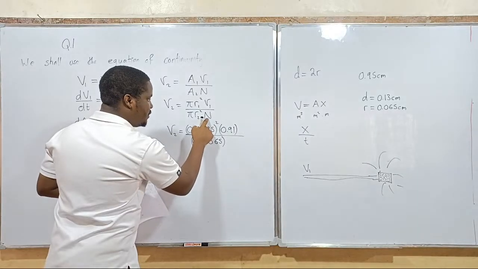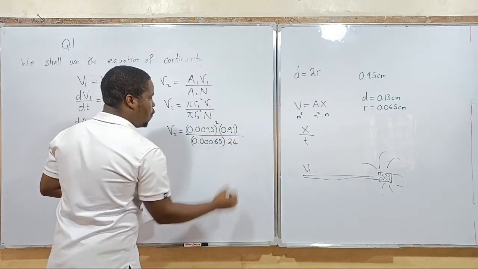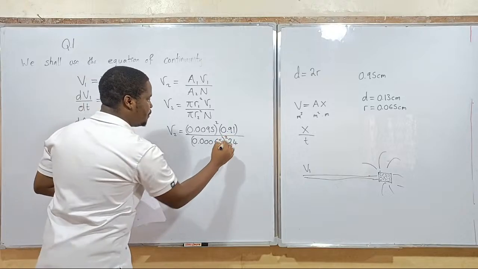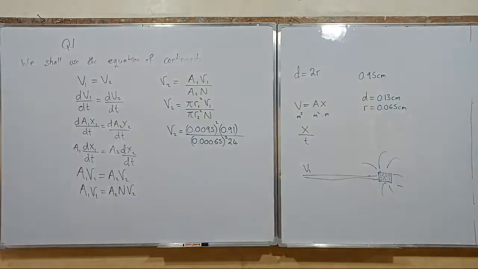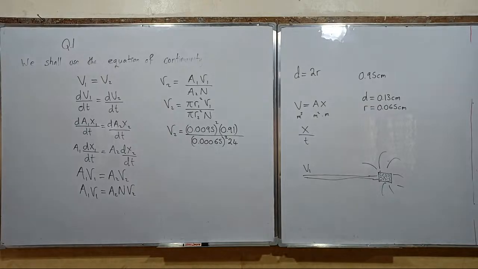Now n represents the number of holes, which is 24, like that. Now this radius is squared. Okay, so this should give us the velocity of the water. So go ahead, compute everything. Let's see what we get.